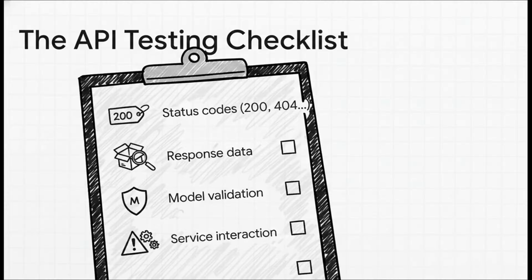First, are we sending back the right status code? Your 200s, 400s, 404s. Is the actual data in the response body correct? Does our validation logic actually kick in and reject bad data? How do we handle errors? And finally, is our controller talking to its services the way it's supposed to? This checklist is our foundation.